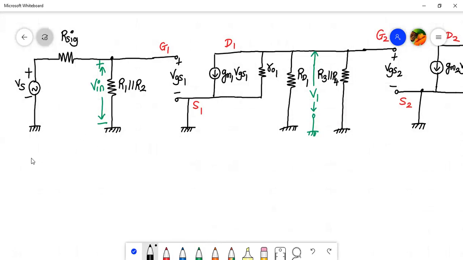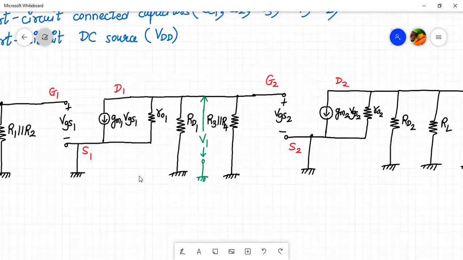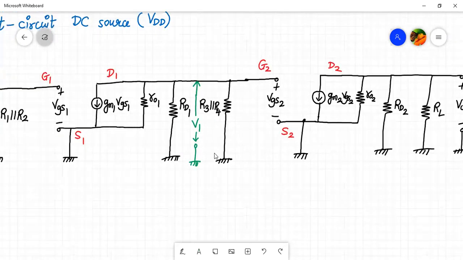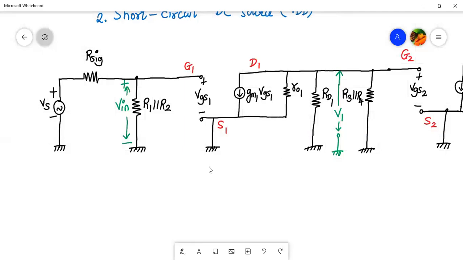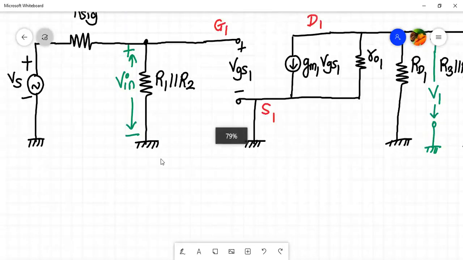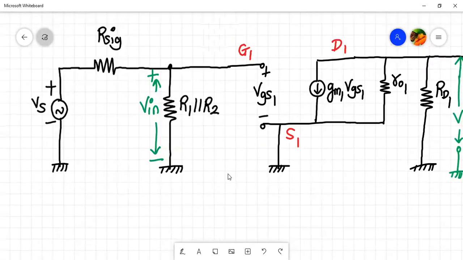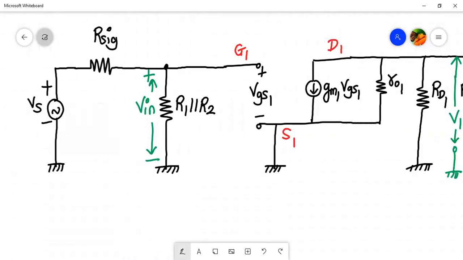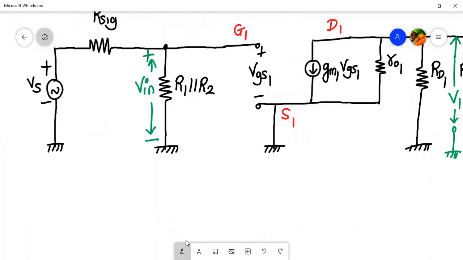For voltage gain, let me write it over here. First, let's calculate the input resistance or input impedance. Remember, in case of a cascade amplifier, if it is a two-stage cascade amplifier, the input impedance is the input impedance of the first stage. So let's concentrate our attention on the first stage itself. So this is my first stage, right? So what will be my input impedance?